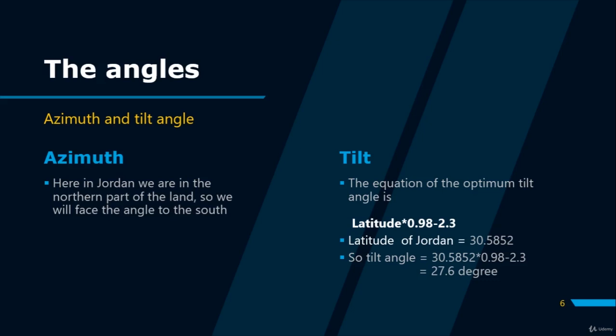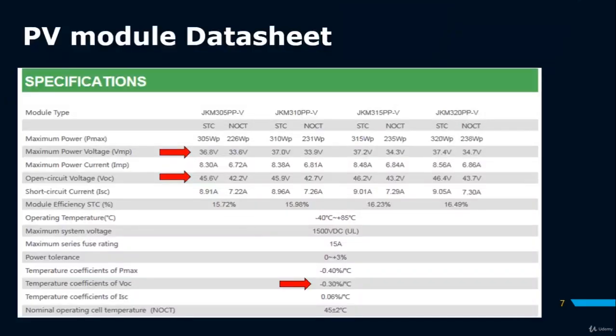We can calculate the optimum tilt angle for any system by latitude multiplied by 0.98 minus 2.3. Latitude of Jordan equals 30.585, so the tilt angle by this equation equals 27.6 degrees. This is the PV module data sheet and we will use it in our calculation.